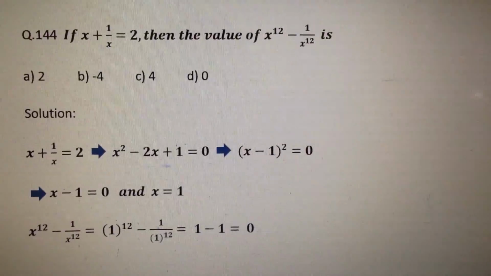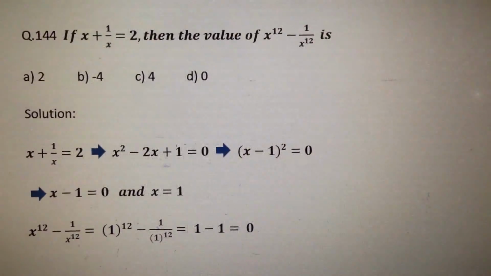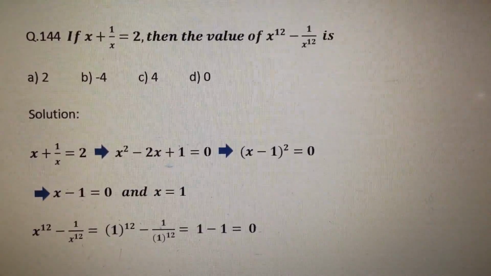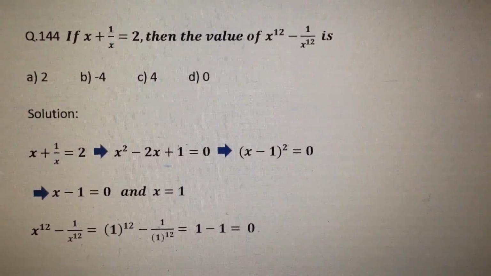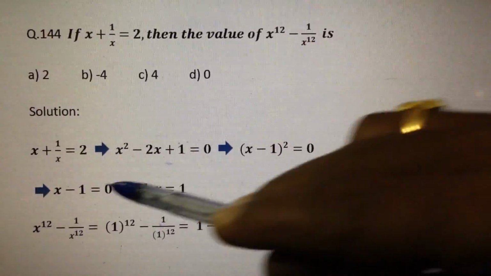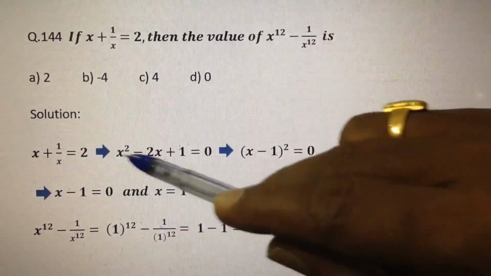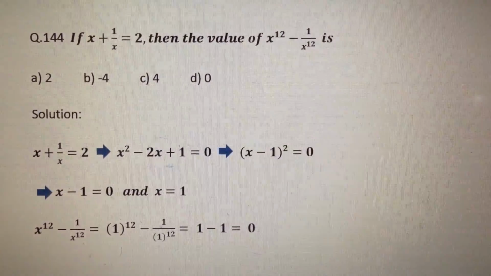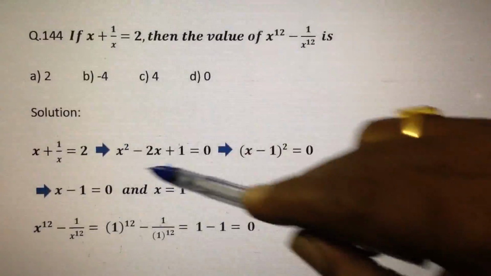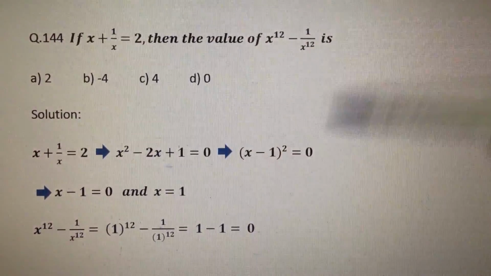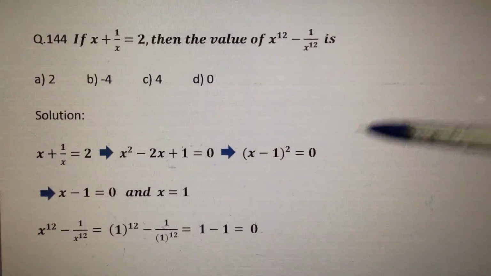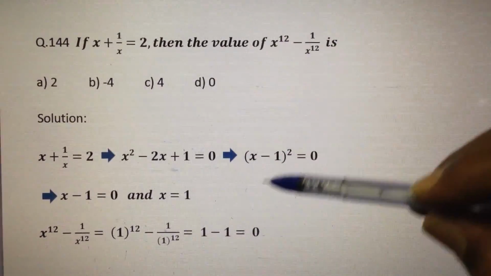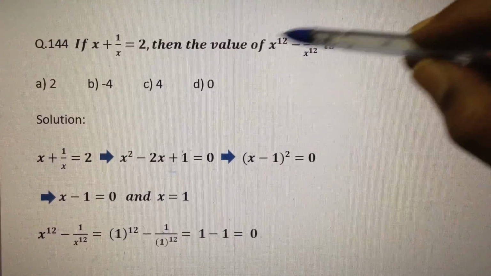Next question. If x plus 1 by x is equal to 2, then find the value of x power 12 minus 1 by x power 12. X plus 1 by x is given as 2. So this can be written as x square minus 2x plus 1 is equal to 0. This is nothing but x minus 1 whole square. Therefore, x minus 1 whole square is equal to 0 and x minus 1 is equal to 0 and x is equal to 1.